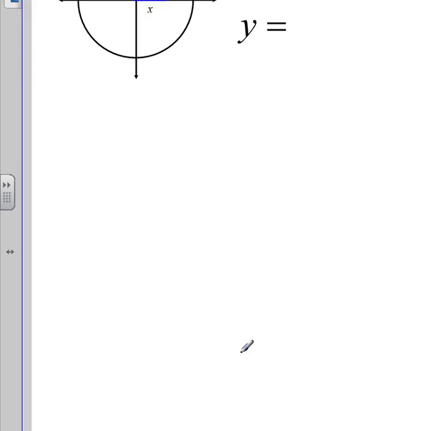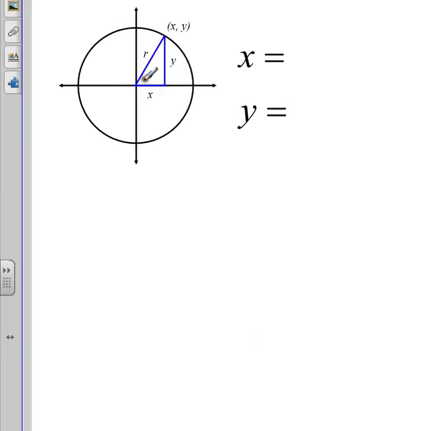So I started off with this circle here, and I'm just going to look at this triangle with a reference angle of t there with my different sides. Well, I know cosine of t equals adjacent over hypotenuse, so in this case it would be x over r. Sine of t is going to equal opposite over hypotenuse, so y over r.